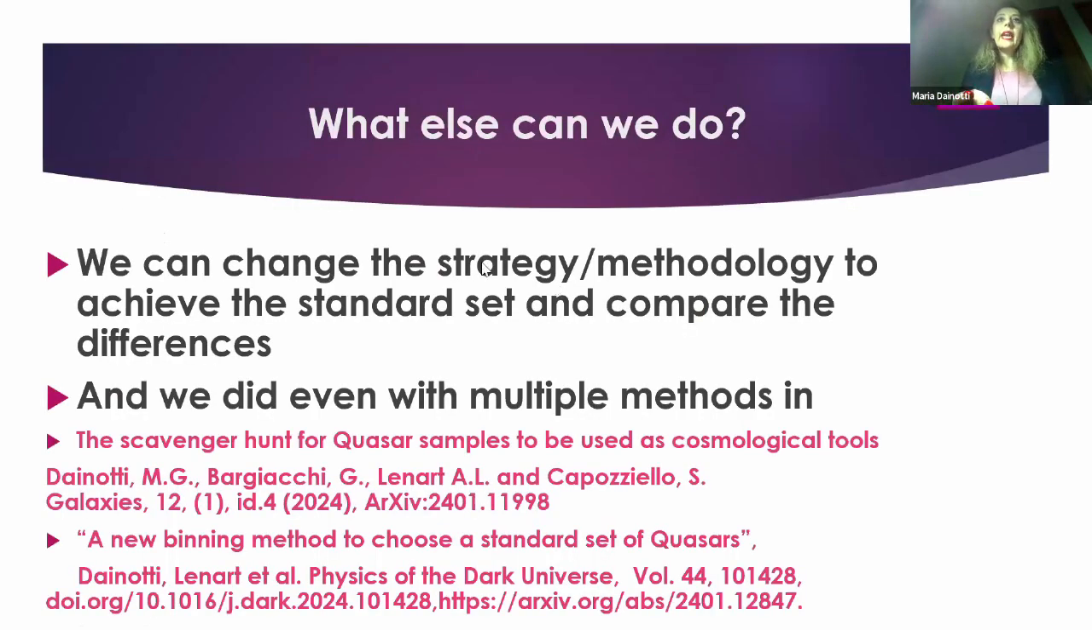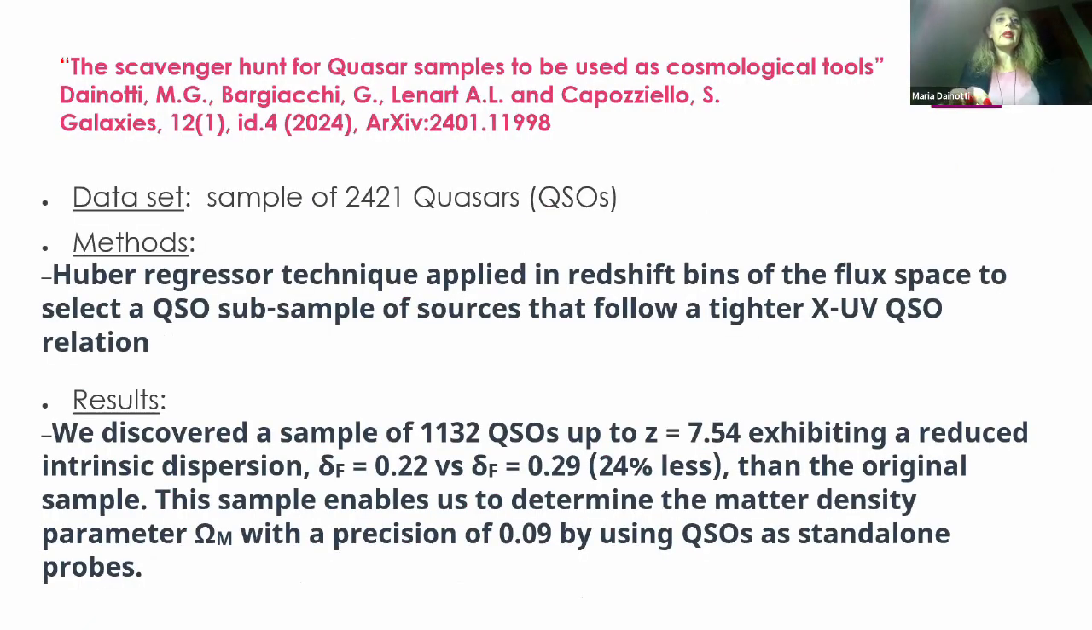But now, again, we can do more, because the sigma clipping technique is one of the statistical techniques, but what about if we change the strategy? We also did that with multiple methods. There are two other papers in which we apply a different technique. In this paper, we apply the Huber regressor technique, which discards the outliers in the distribution directly, without using sigma clipping. This is called robust regression.